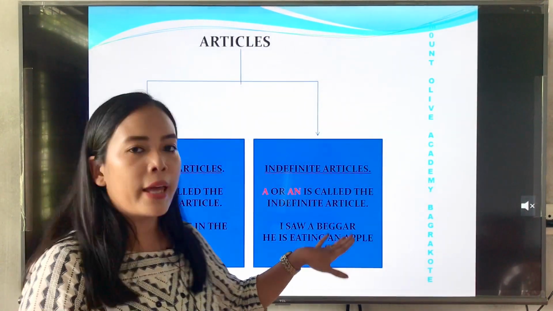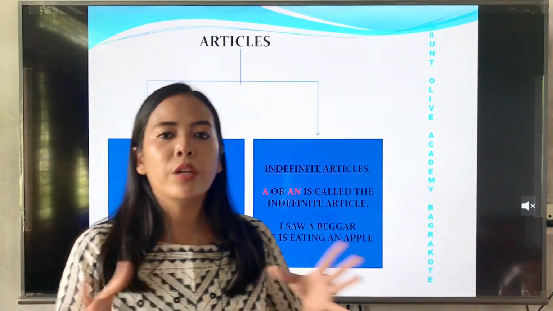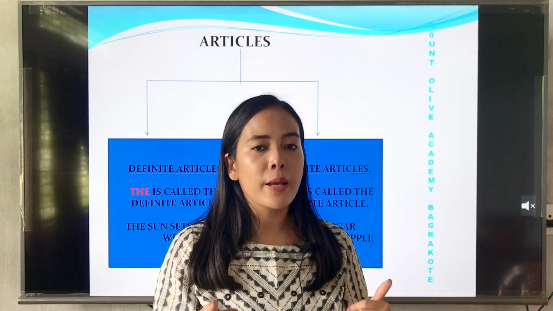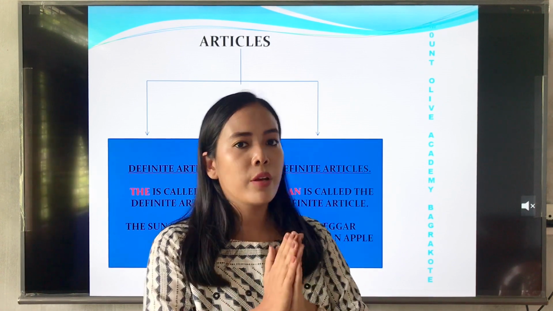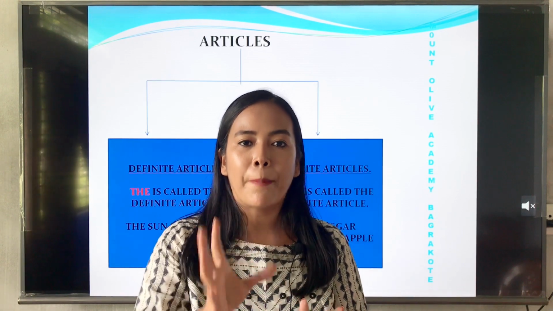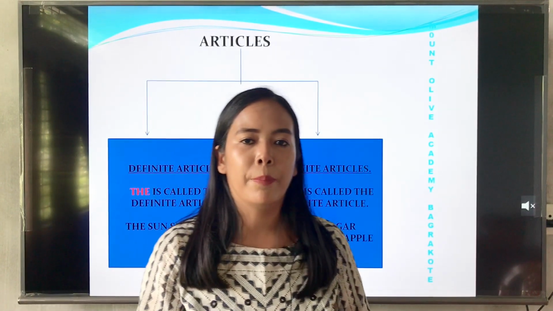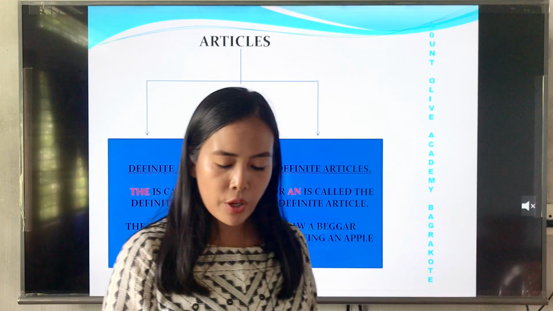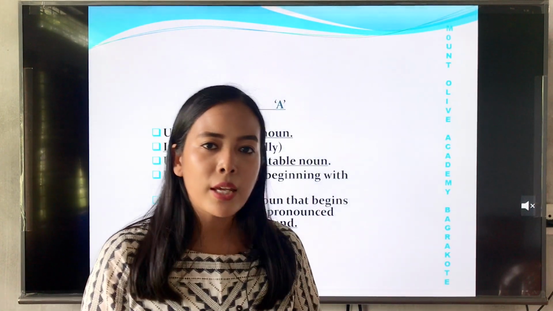He is eating an apple. Here also, I am speaking generally: he is eating an apple. But if I say he is eating the apple from the basket, here I will use the. Why? Because I am specifically talking about the apples that are in the basket. But here, he is eating an apple. It is not definite which apple he is eating. So don't worry if you are a little confused, because I will explain and give you very easy examples.